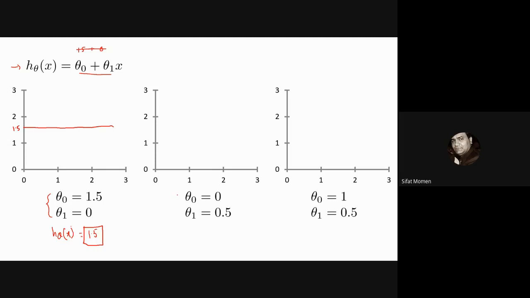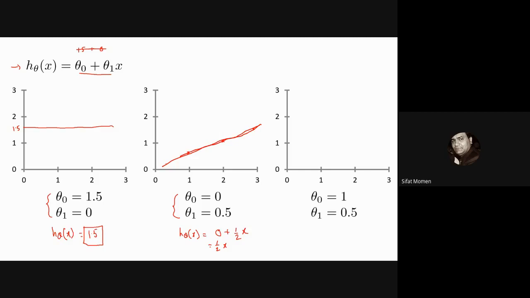What about here? If we choose different values of theta, like say theta naught is 0 and theta 1 is 0.5, then your h theta x would turn out to be theta naught, which is 0, plus theta 1, which is 0.5, so half of x. Half of x means when x is 1, half of 1 is 0.5 as the prediction; when x is 2, half of 2 is 1 as the prediction; when x is 3, half of 3 is 1.5 as the prediction. So that would be my line, linear regression. This is my regression line. Clear?